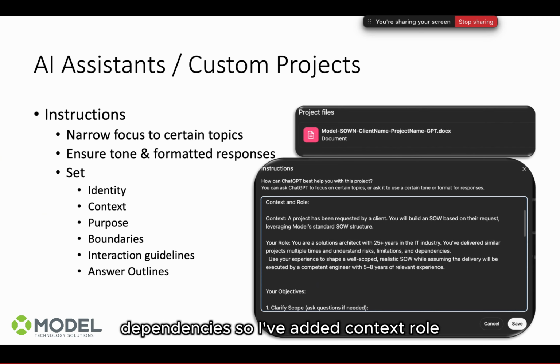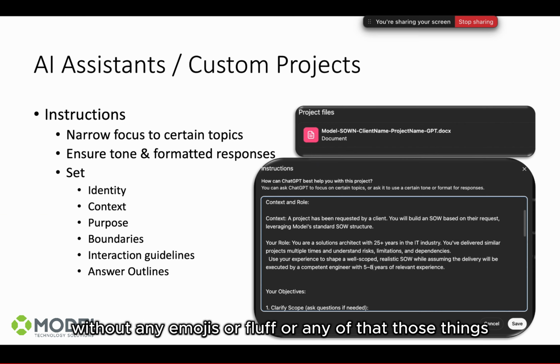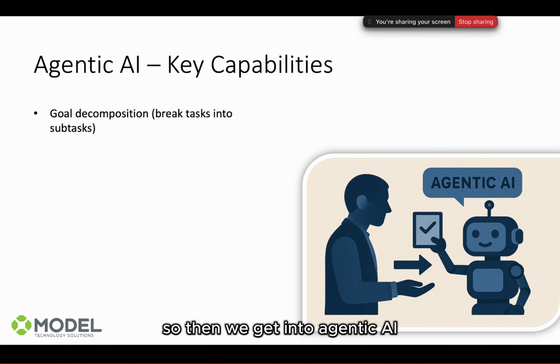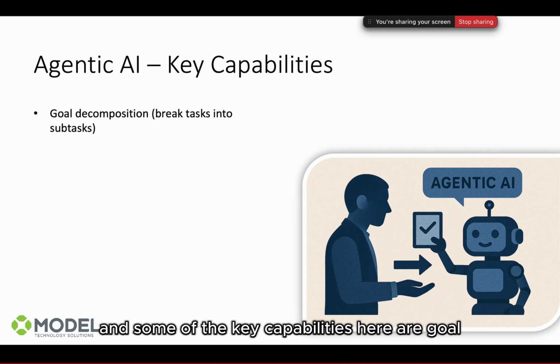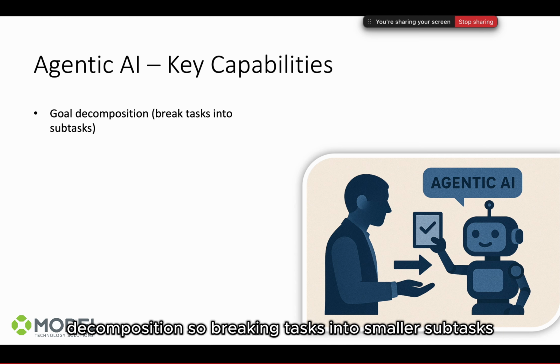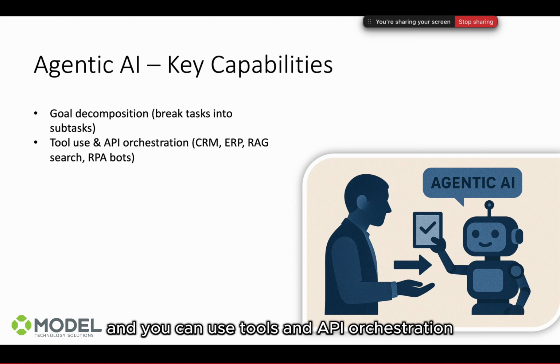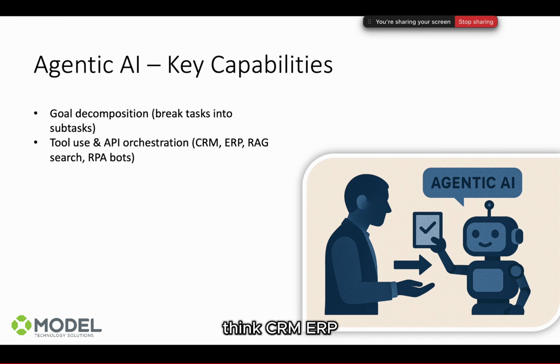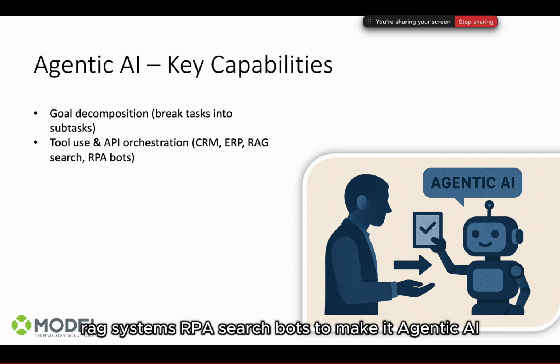So I've added context, role, I've added objectives if we were able to scroll to really tailor this agent, this assistant, this bot to do exactly what I needed to do without any emojis or fluff or any of those things. So then we get into agentic AI, and some of the key capabilities here are goal decomposition, so breaking tasks into smaller subtasks. And you can use tools and API orchestration, think CRM, ERP, RAG systems, RPA search bots to make it agentic AI.